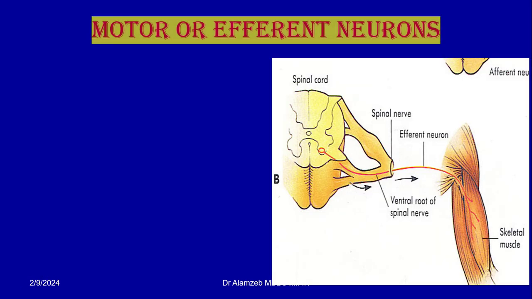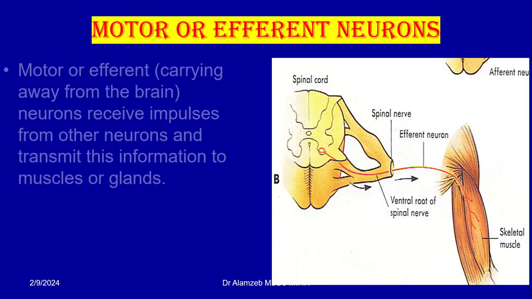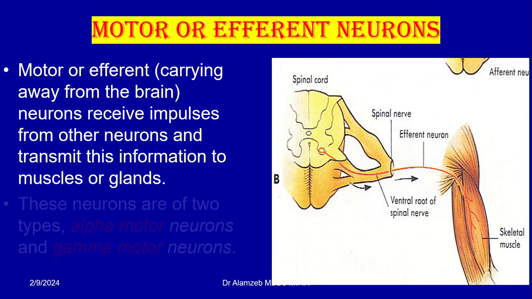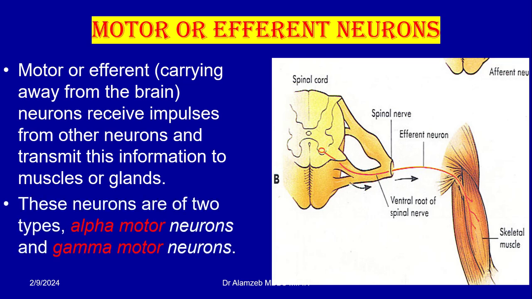Motor or efferent neurons carry information away from the brain. Neurons receive impulses from other neurons and transmit this information to muscle or gland. These neurons, the motor neurons, receive information from the sensory neuron and then for proper action they send information away from the spinal cord to the effector organ. These neurons are of two types, alpha motor neuron and gamma motor neuron.